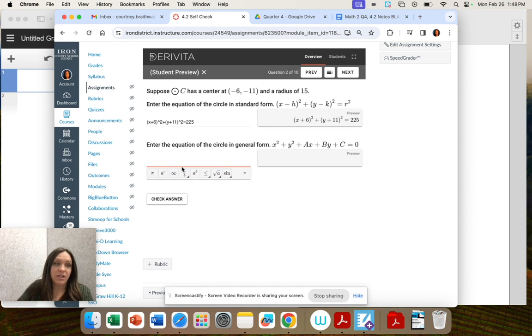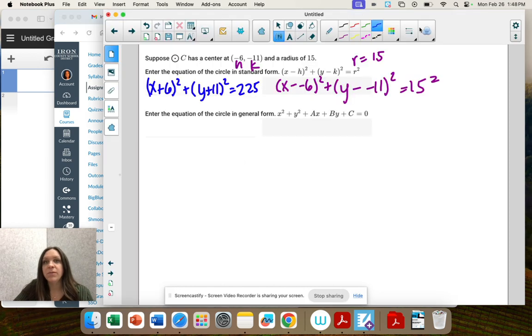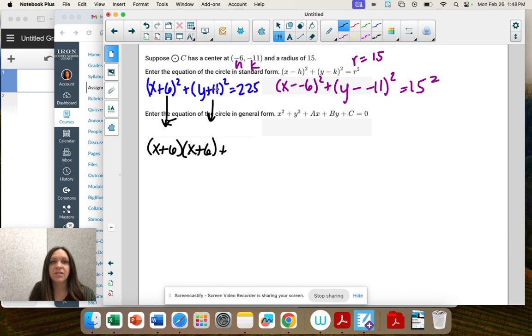Okay, now I need the equation in general form. So I'm going to rewrite these with what the squareds mean. The squared means you're timesing by itself. So it's x plus 6 times x plus 6 plus y plus 11 times y plus 11 equals 225.